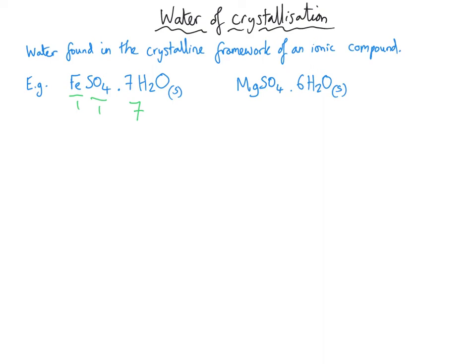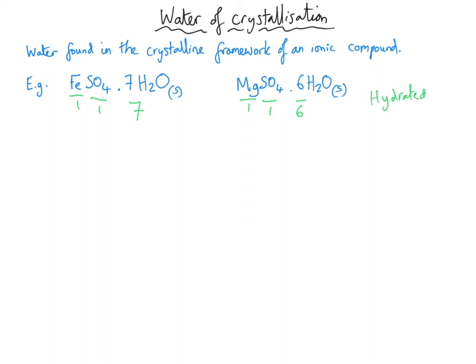And then in the same way, but a different number, for every 1 magnesium and 1 sulfate ion in magnesium sulfate, you will find 6 molecules of water locked in that crystal structure. And these are called hydrated salts, or hydrated magnesium sulfate, or hydrated iron sulfate. And what you can do in A-level chemistry is you can carry out an experiment in order to find out what this value for water of crystallization is. And you may already have done this.